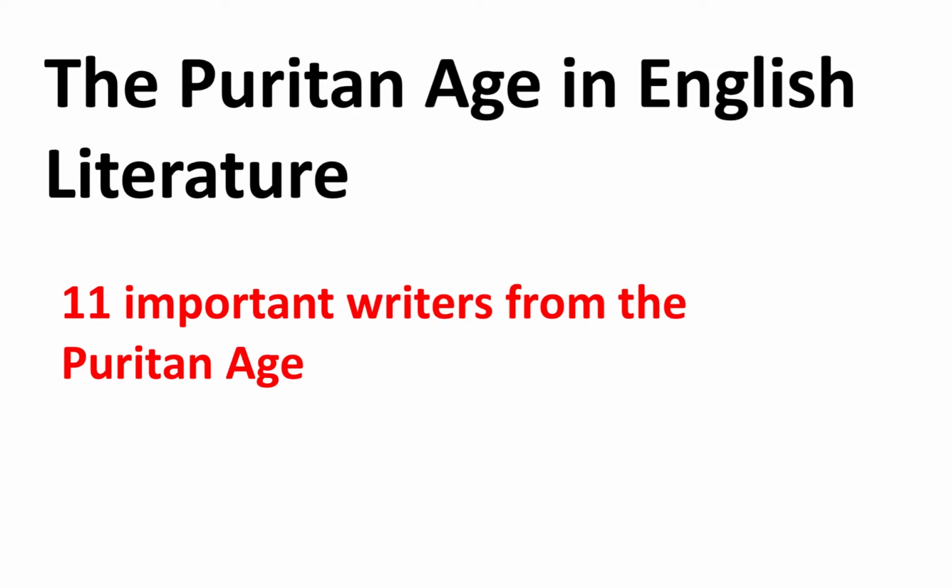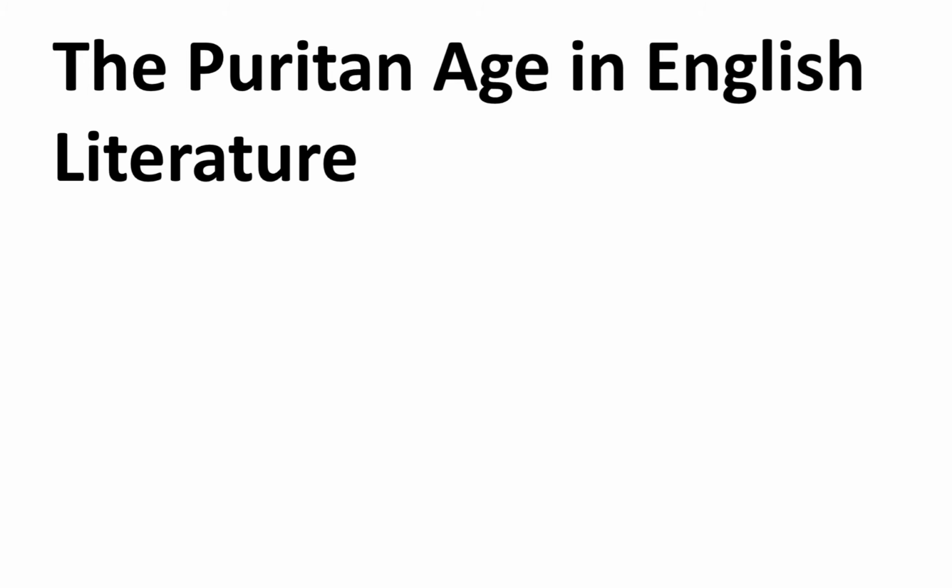Hello friends. In this short but informative video, I will tell you about 11 important writers from the Puritan Age in English literature. We'll go through each name one by one, along with their most significant works and contributions. Let's get started, and I'll see you at the end of the video.